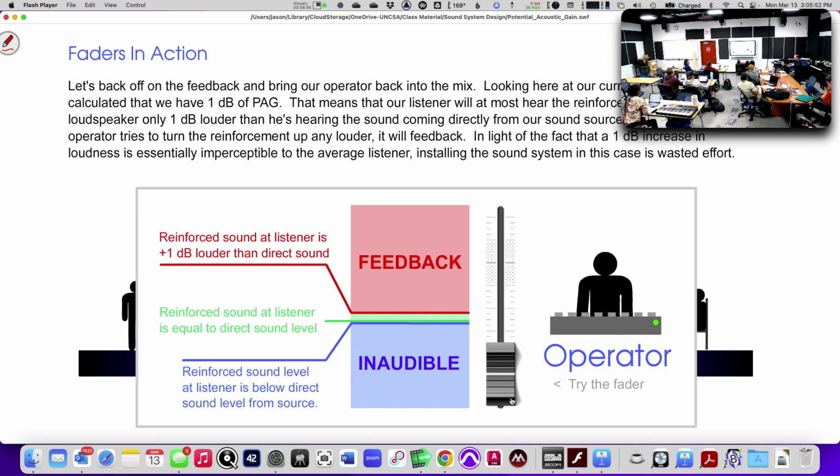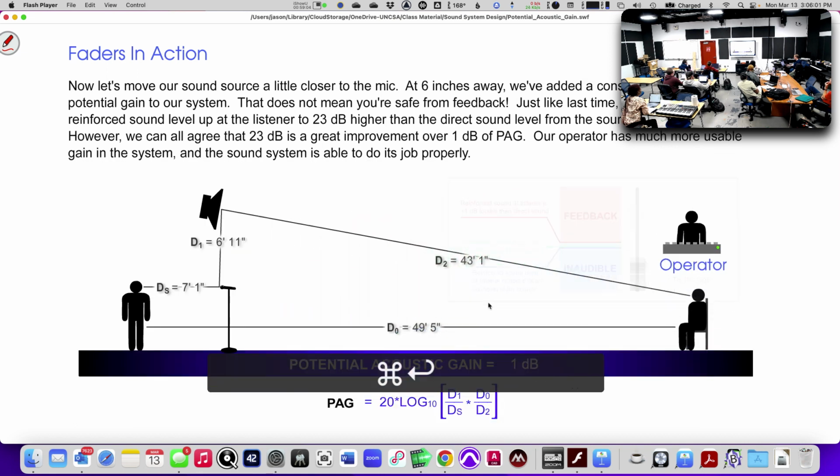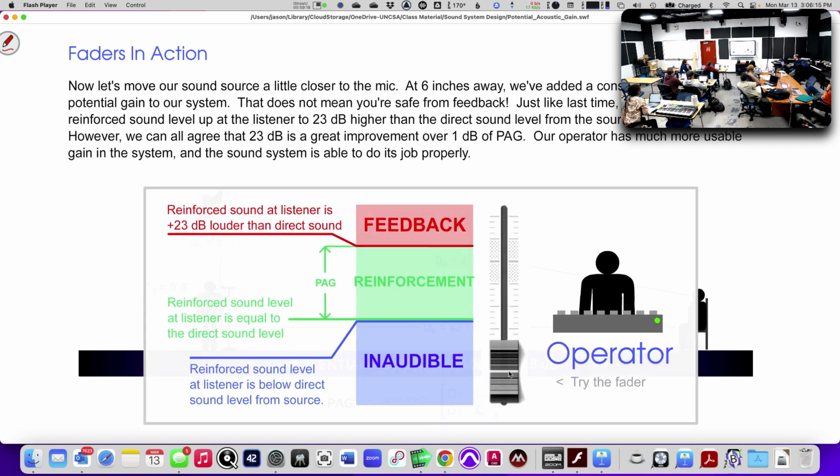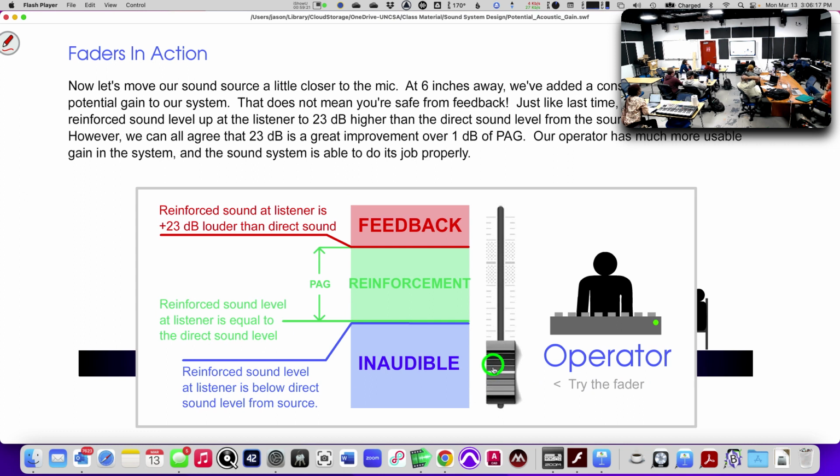Okay, well, so that's the situation. Let's see if we can fix the situation here. Let's just get the talker closer to the mic. Now we have 22.8, 23 dB of gain before feedback. What's that look like to this person running the show? Well, now this is where they are. So it's nothing, nothing, nothing, nothing, nothing, something, something more, something more, something more. They can take it all the way to unity and a little bit beyond before it feeds back. And now they go maybe 3 or 4 dB past unity, and that's when it feeds back.